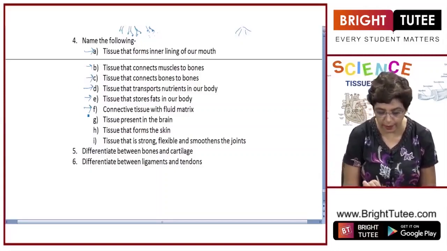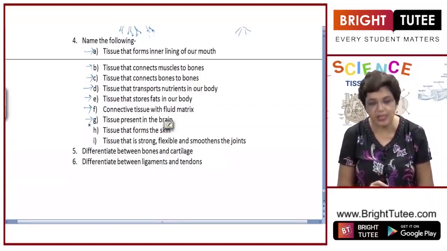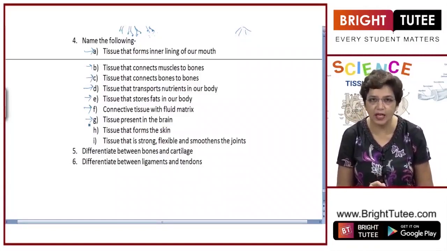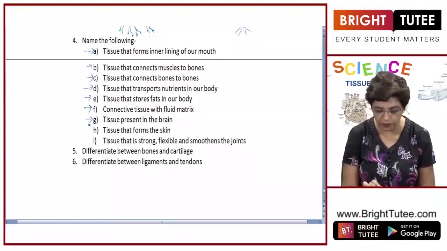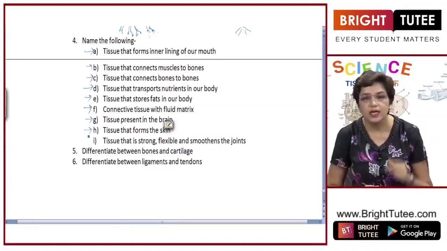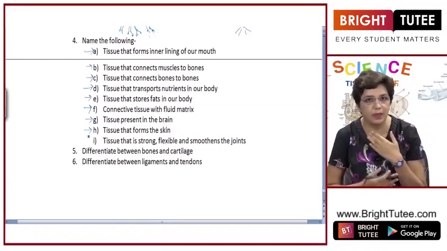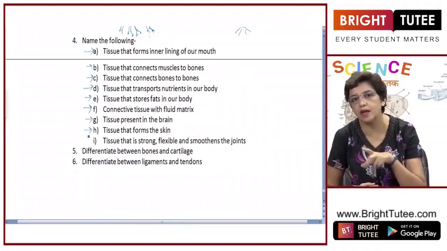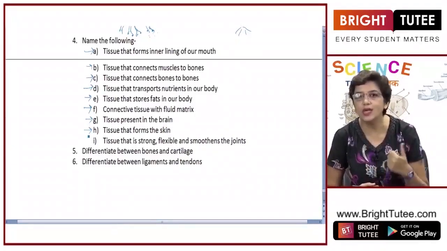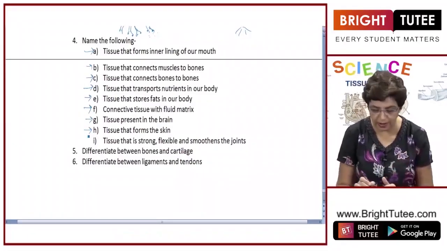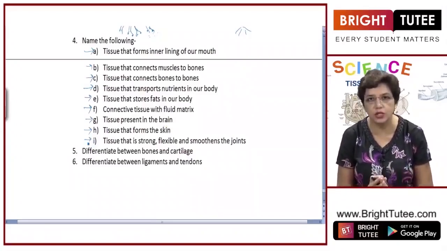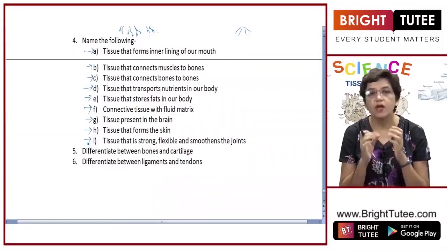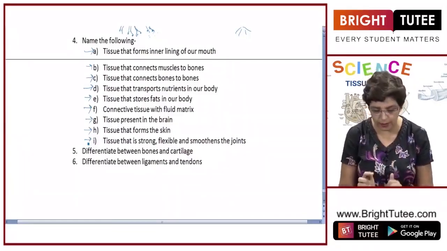So the answer is blood. Next, tissue present in the brain. The brain, spinal cord and nerves are made up of which tissue? The answer is nervous tissue. Tissue that forms the skin. Skin, although it is the outermost, so it is epithelial, but it contains many layers of cells, so it is called stratified squamous epithelium. Next question, tissue that is strong, flexible and smoothens the joint. The answer is cartilage. It is present in between the joints, which prevents the wear and tear of bones.